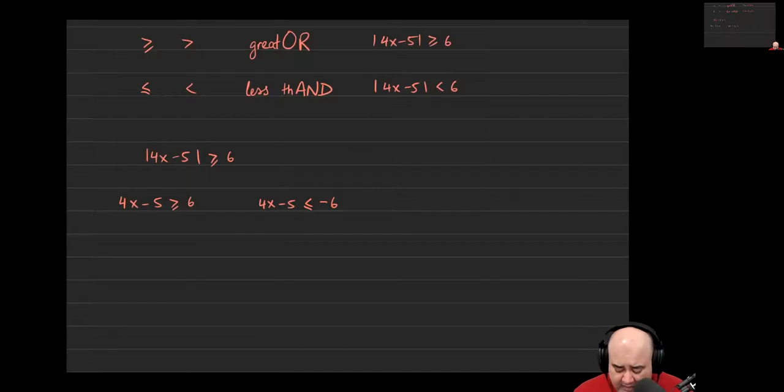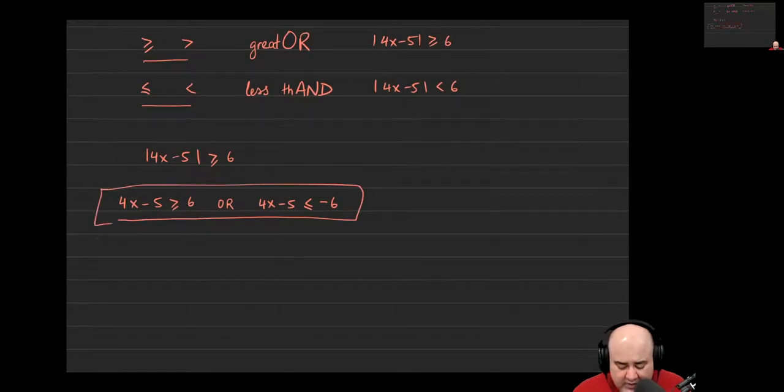Now you might be saying, okay, so we created a compound inequality, but which word goes in the middle? That's where "great-or" and "less-than" come in handy. Because this was a "great-or," we know that this is going to be turned into an OR compound inequality. And that's really it. This is all the new stuff, because in the previous video, you should have learned how to solve that.